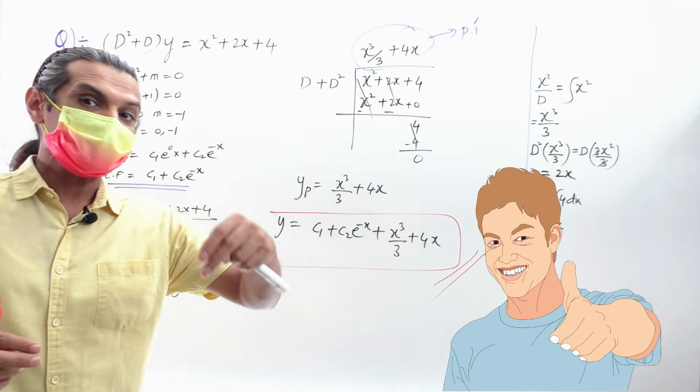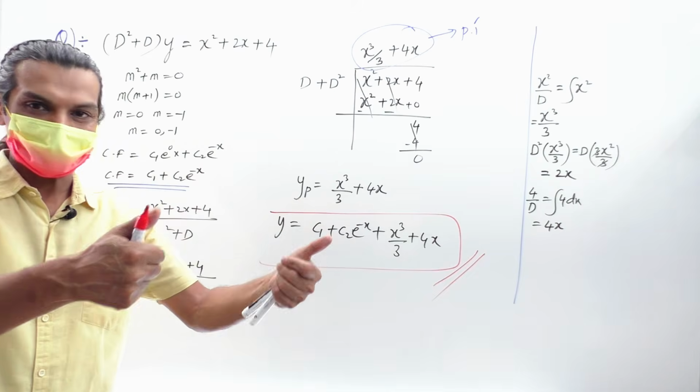Again, into d means what? Differentiate, upon d means integrate. That's it.